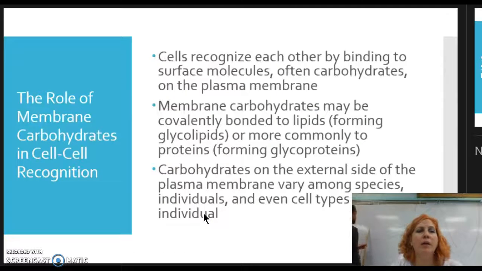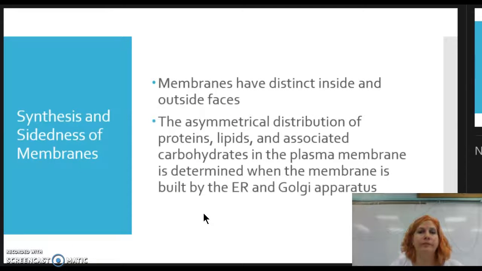The role of membrane carbohydrates in cell-cell recognition. Cells recognize each other by binding to surface molecules, often carbohydrates, on the plasma membrane. Membrane carbohydrates may be covalently bonded to lipids, forming glycolipids, or more commonly to proteins, forming glycoproteins. Carbohydrates on the external side of the plasma membrane vary among species, individuals, and even cell types in an individual. And this is part of the immune system, something that we don't really cover in this course.